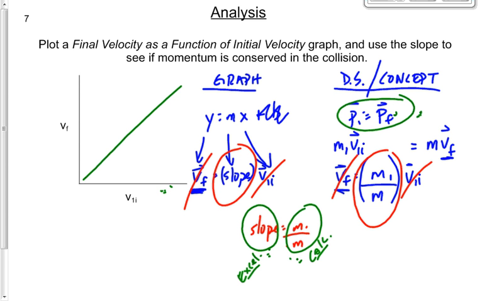So let's get this number. Let's get this number. Let's calculate a percent difference. And if that percent difference is less than about 10%, let's say it works. If it's greater than 10%, let's say, yeah, law of conservation of momentum is proven wrong. Make sense?